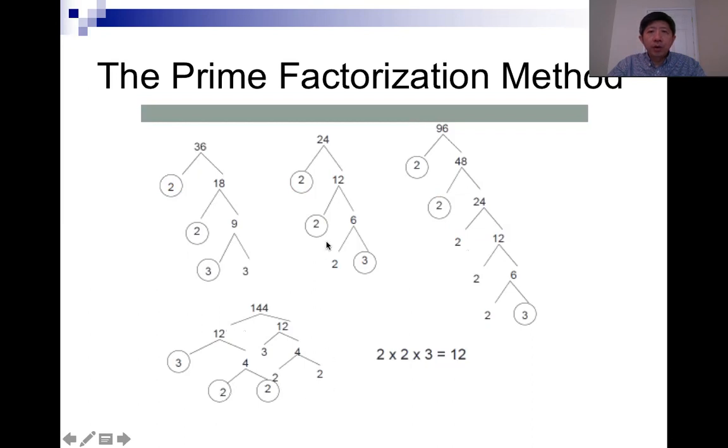So therefore, we want to find the common factors. 2 and 2 and 3 right here, circle. 2 and 2 and 3, yes, right here. 2 and 2 and 3, yes, right here. 2 and 2 and 3. So we write it down: 2 times 2 times 3, which is equal to 12. So this is the GCF.